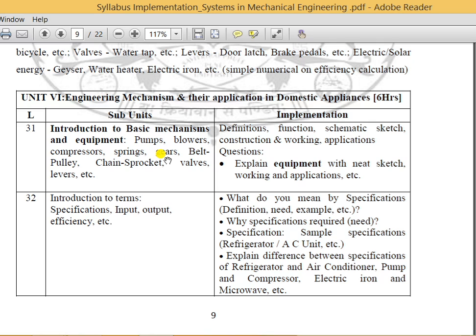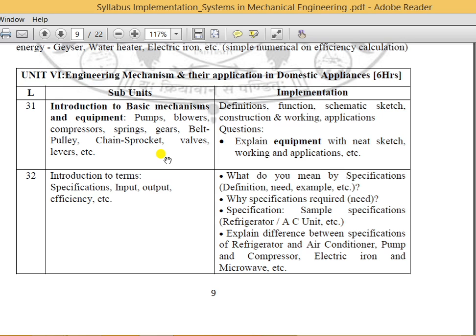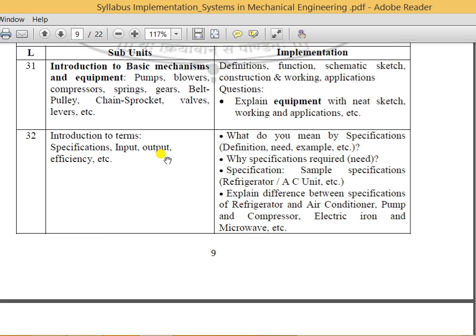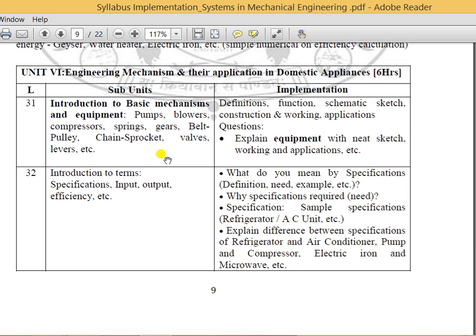So these applications, whatever is important, you can try to explain in a very simple manner with a block diagram. What do you mean by it, how it works in short, and how these things help in converting one form into another form with the help of these particular machines. So here it has been specified that the definition, function, and a simple schematic sketch of construction and working is required, as well as the applications.